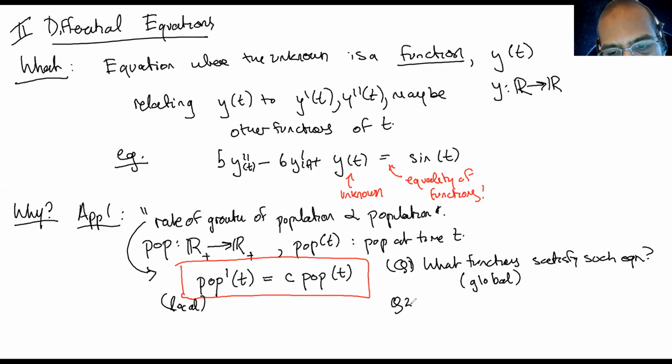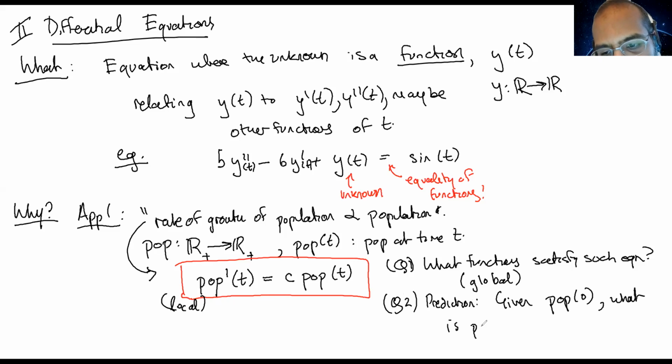And the other natural question, which is a prediction question, given the population at some time, say at time 0, what is the population at some other time t? Can I figure that out just knowing the equation? That's a very natural setup, and that actually is used a lot in modeling population growth and other kinds of growth.